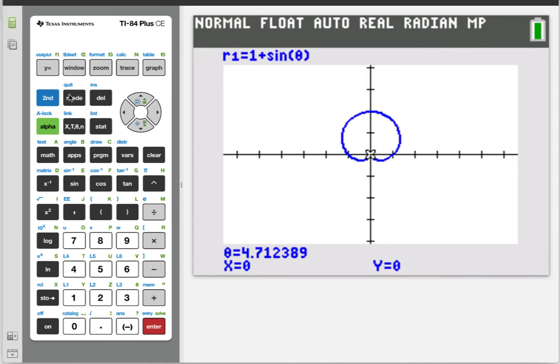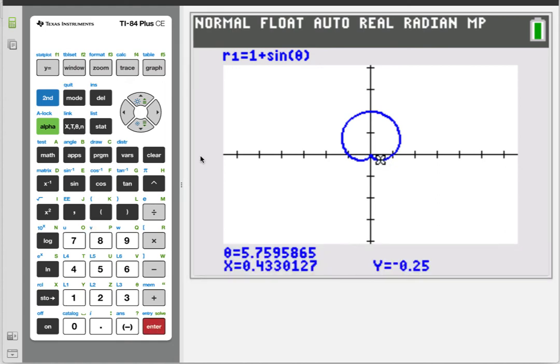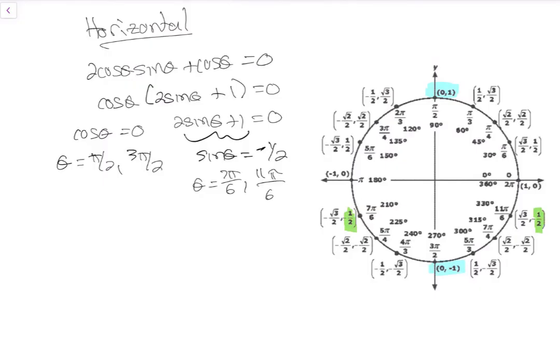So let's see, then our next one was 7 pi over 6, and I can see there's the horizontal tangent, and then the last one was 11 pi over 6, and we're going to see that other horizontal tangent. So really the horizontal tangents are going to be pi over 2, 7 pi over 6, and 11 pi over 6. Now let's look for the vertical tangents.